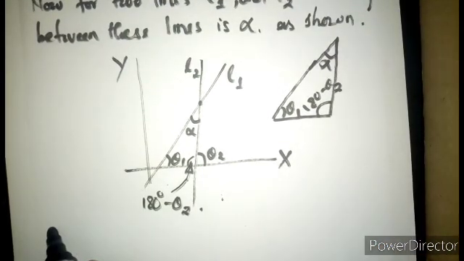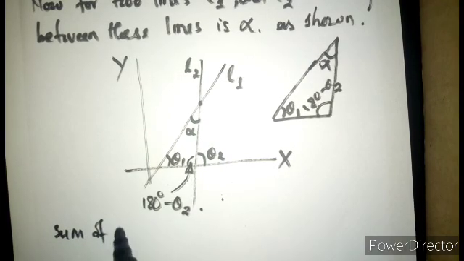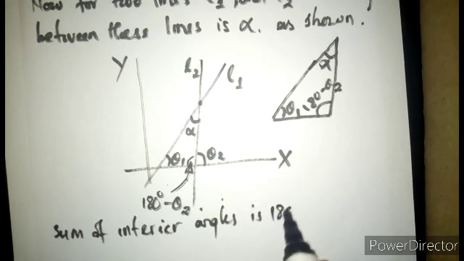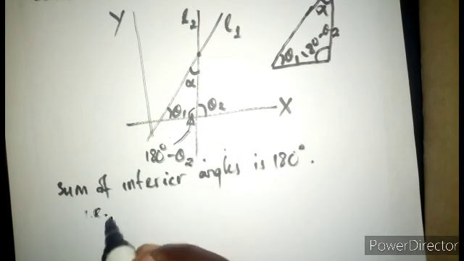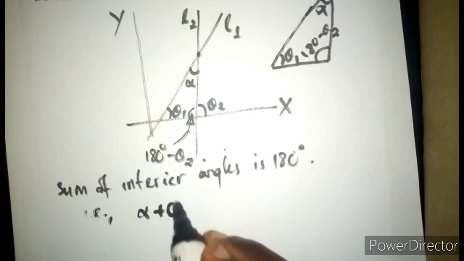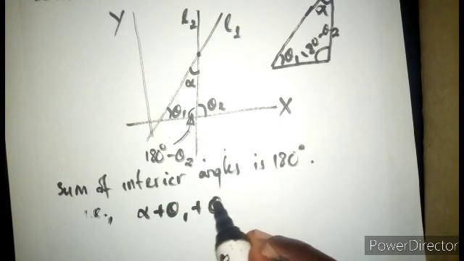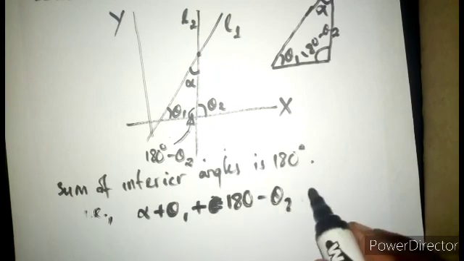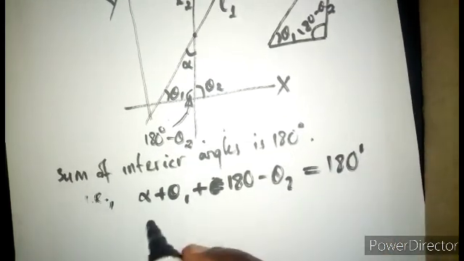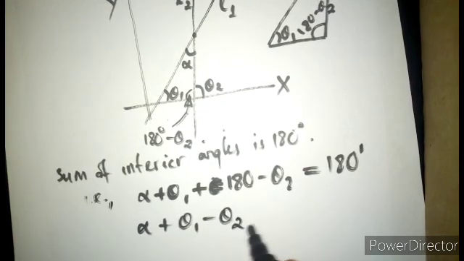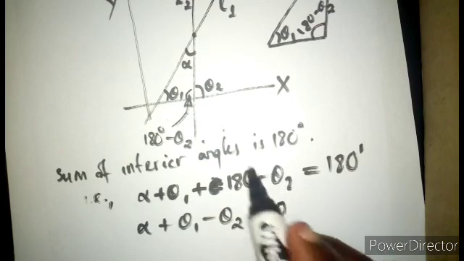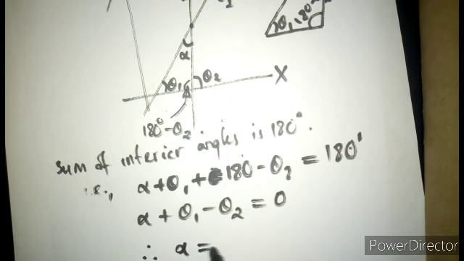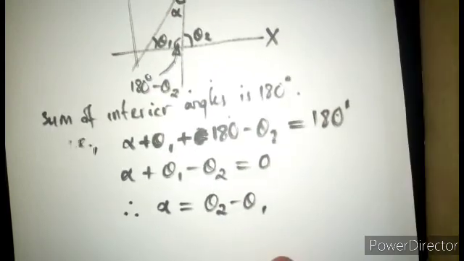Now we see that the sum of interior angles is what? 180 degrees. That is alpha plus theta 1 plus 180 minus theta 2 equals 180 degrees. So that's alpha plus theta 1 minus theta 2 equals what? 0 degrees. This cancels 180 degrees. So what are we saying? We're saying that alpha is equal to theta 2 minus theta 1.